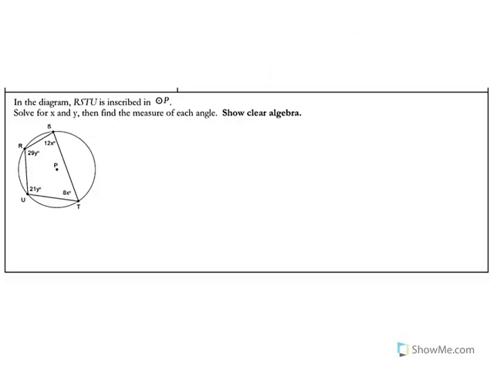Okay, and then the last example we have to do. This one's a fun one. This gives us some algebra practice. It says RSTU is inscribed in circle P. Solve for x and y. Then find the measures of each angle. So we got to find our opposite ones. So I've got angle S and angle U.